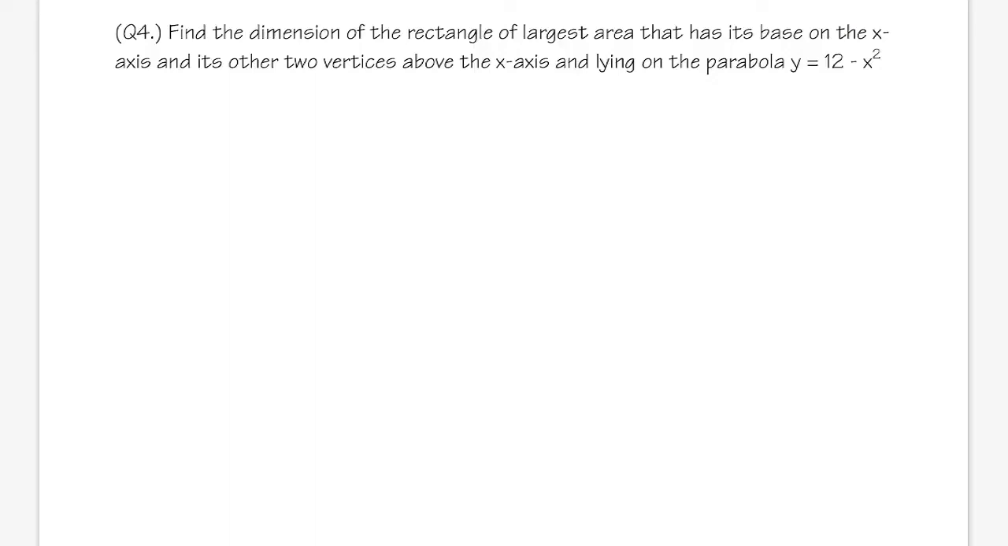Number 4, we are going to find the dimension of the rectangle with the largest area. It says we want the base to be on the x-axis, and the two vertices above the x-axis are on the parabola y equals 12 minus x squared. If you haven't done so already, you should definitely try this question first before you continue watching the video, especially since you have seen 3 examples already. You should be able to do this on your own.